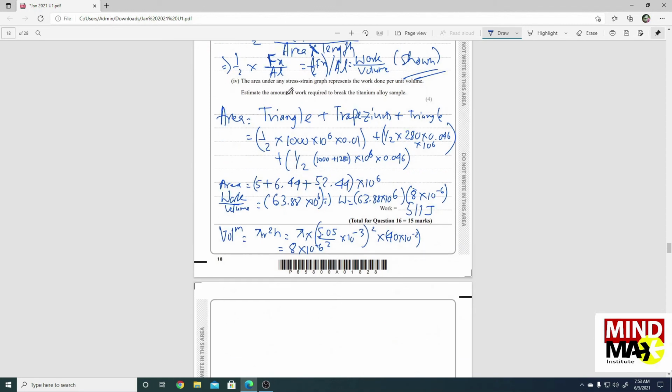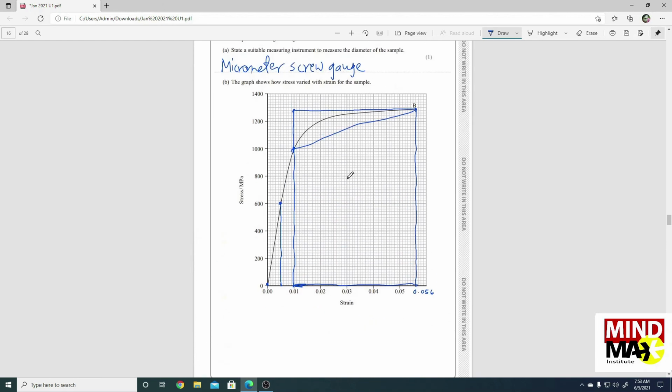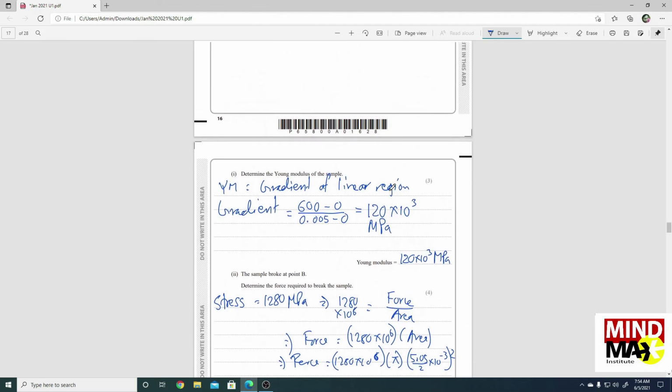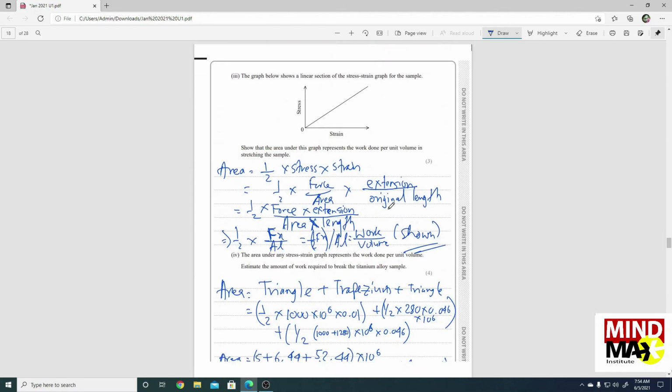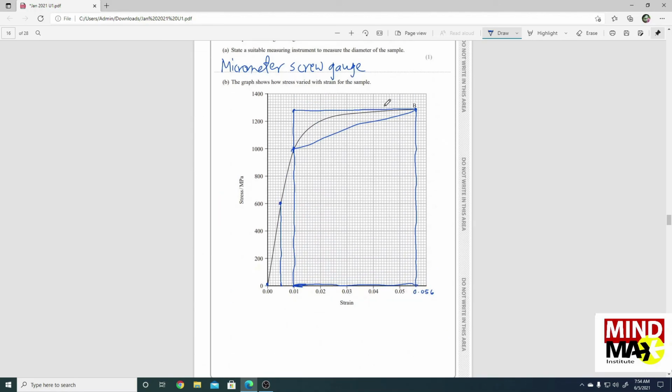Then they told us to estimate the amount of work required to break the titanium alloy sample. So using the area of this graph, we have to find the work. I already know the work done per unit volume from the graph. If I find the area of the graph, I will find the work per unit volume. So first I find the area. Area is basically this entire shape. This is an estimation, of course, because this is not a proper shape. It is a proper shape up to 1000, then it becomes bent.